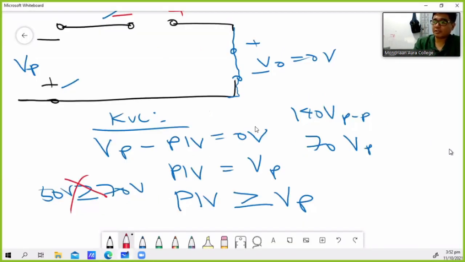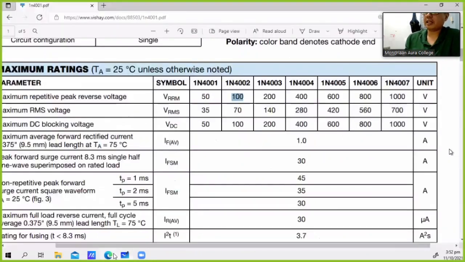So 100 volts greater than or equal to 70 volts. Yes, pasok. So pwede natin gamitin si 4002. The question is, pwede ba natin gamitin si 4003? Yes. Kasi pasok pa rin doon sa criteria natin. So kung hindi available si 02, pwede si 03 until kay 07.